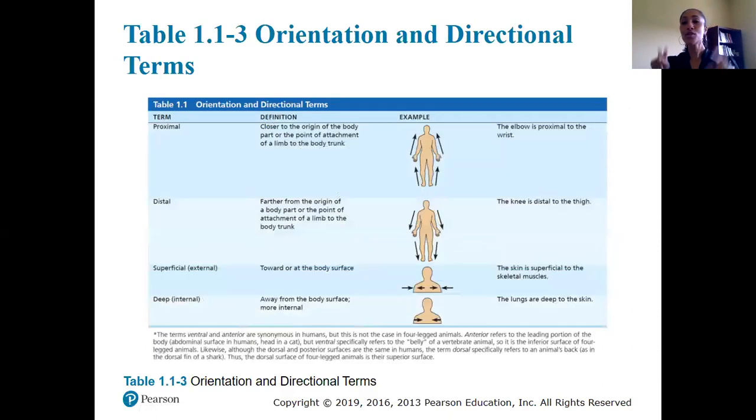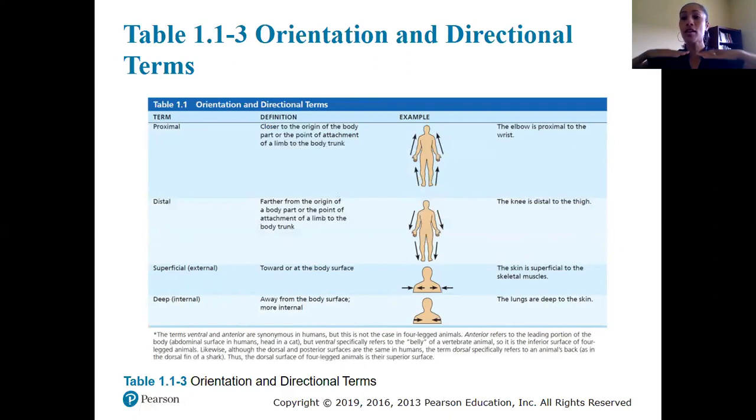Proximal and distal, these are two terms that students tend to hate because they're a little confusing, but hopefully we can gain some clarity on it. When you're using the terms proximal and distal, we're talking about parts of the body that are closer to or further away from the body part or the point of attachment to the body trunk. Proximal is talking about a part of the body that is closer to the origin of the body part, or the point of attachment of a limb to the body trunk.